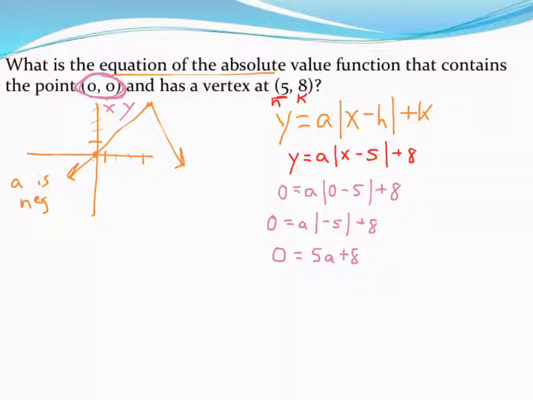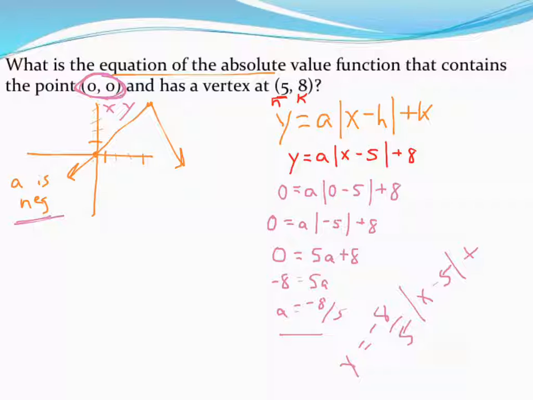And then plus 8. From here, it's just a simple matter of solving for a, so I'll subtract 8 from both sides. And then I'll divide by 5. And there's my a value of negative 8 over 5. And it fits with what our sketch said. Our sketch said our a value had to be negative, remember? And so our a value is indeed negative. So knowing that, I'm going to go ahead and finish writing my equation. I've got y equals, the a value is negative 8 over 5 times the absolute value of x minus 5, and then plus 8 at the end.